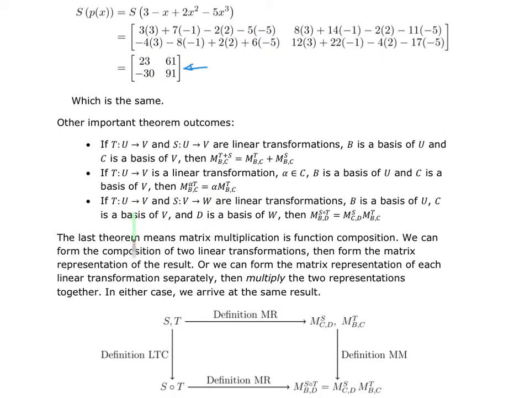Now here's our composition. If I have this linear transformation T, which goes from U to V, and S goes from V to W, B is a basis of U, C is a basis of V, no surprises there, and D is a basis of W, then this is the surprise: the matrix representation of this composition can be written as the matrix representation of S on the left and the matrix representation of T on the right. So what that gives us is that composition of linear transformations is just a matrix multiplication. So that's kind of cool.